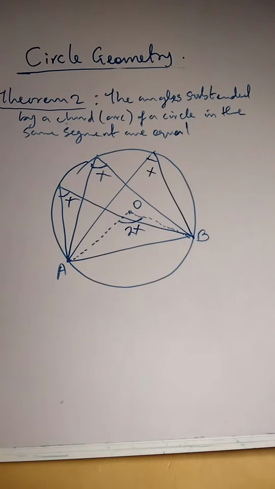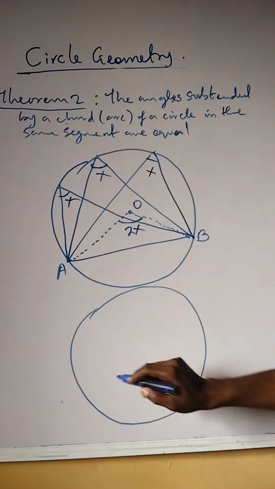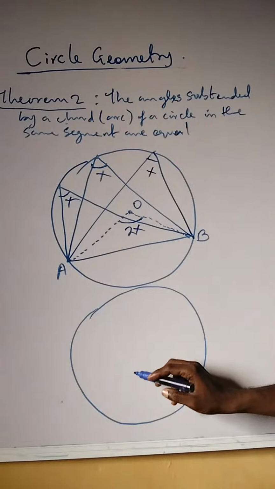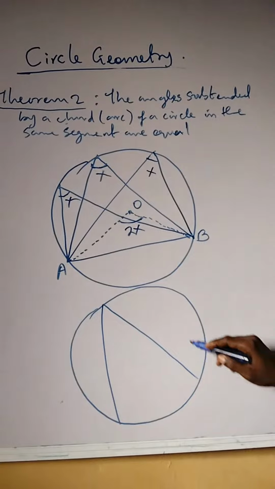So we need to master all these theorems in order to solve problems easily under circles. Like for instance, we can consider this question here. Something like this is just drawn. We have this.